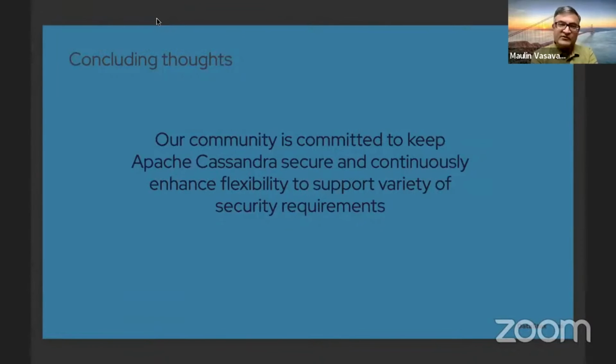As a concluding thought, our community is always committed to keeping Apache Cassandra secure, and we continuously work towards making sure that we support a variety of security requirements. Thank you.